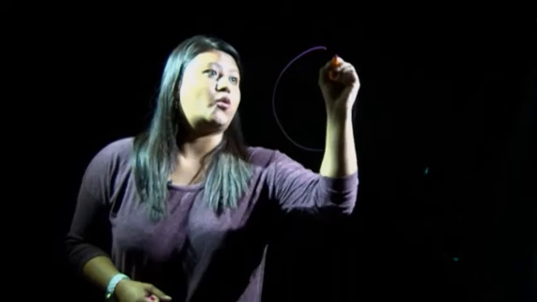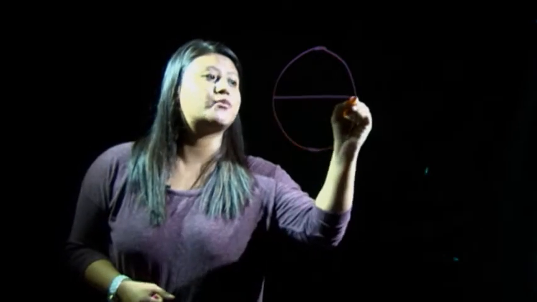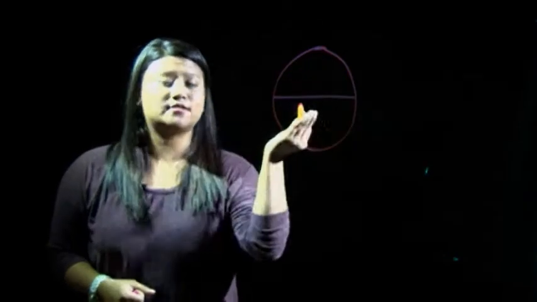Hello students, today I'm going to talk about the rotation and the revolution of Earth. As you all know, the Earth is a spherical planet with a flat top and a flat bottom, and we have the middle line that separates the northern hemisphere and the southern hemisphere, which is called the equator.